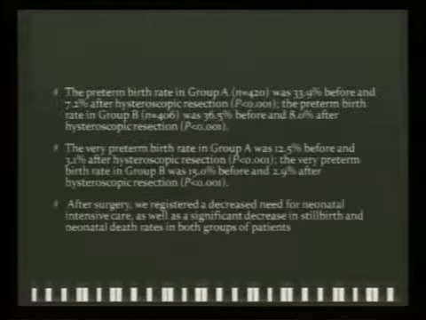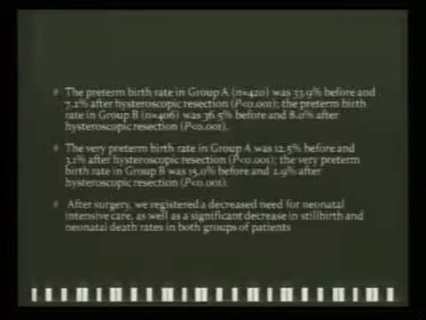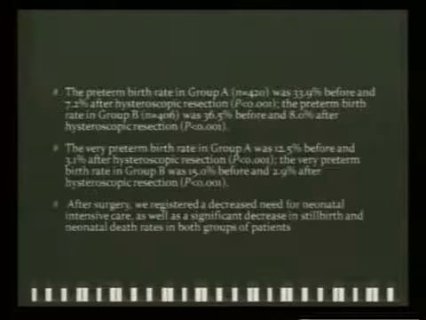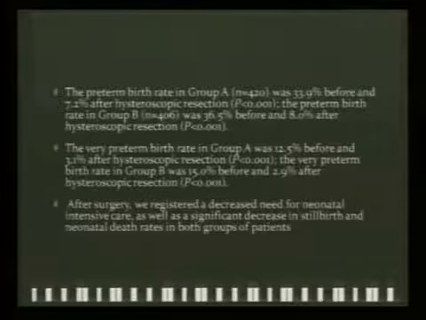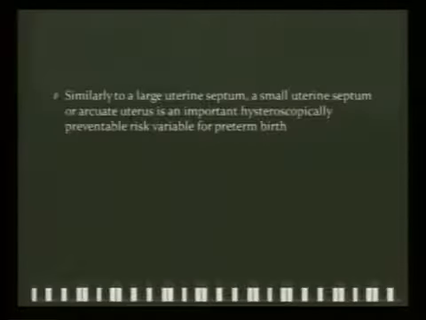Another observational study included 900 singleton deliveries of 800 women respectively, and the perinatal outcomes were analyzed. A small uterine septum was defined as having a length of 1.3 to 1.5 centimeters. When we look at the data, the preterm birth rate in group A was 40% before the surgery and 7% after the hysteroscopic resection. And the preterm birth rate in group B was 40% before and 8% after the hysteroscopic resection. This trial clearly shows that surgery improves the perinatal outcome of patients with septum.